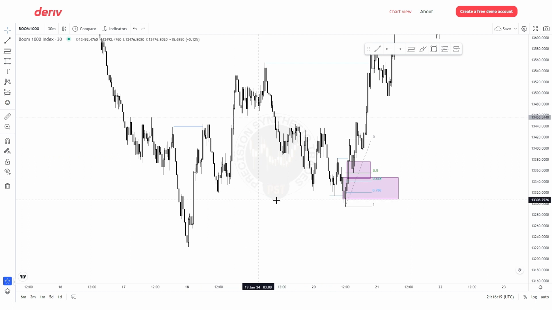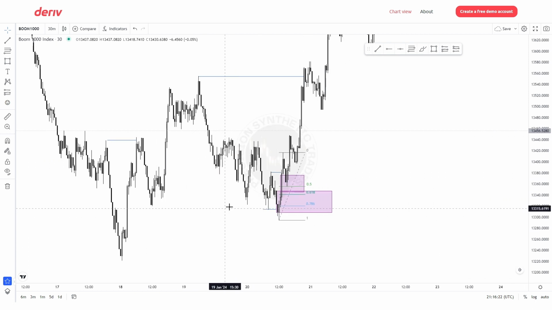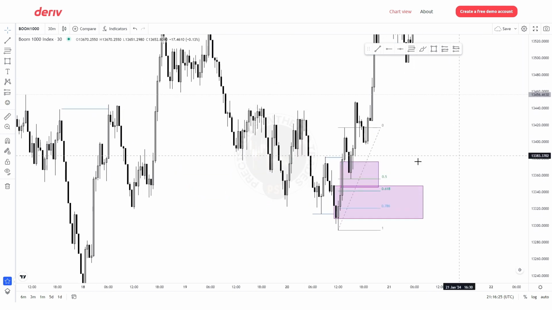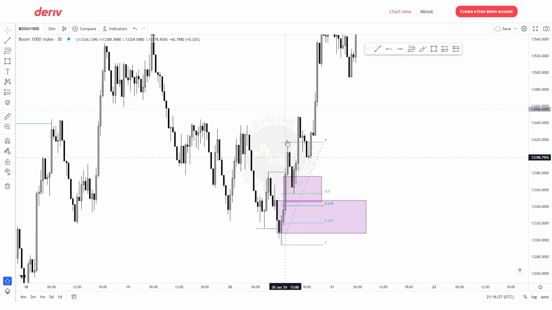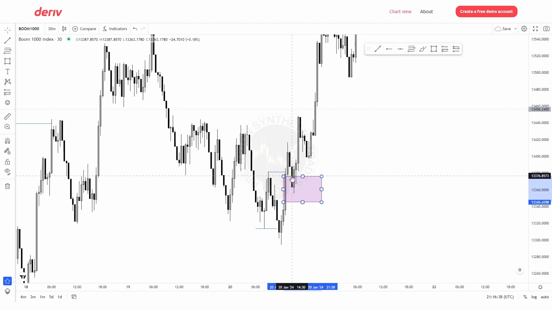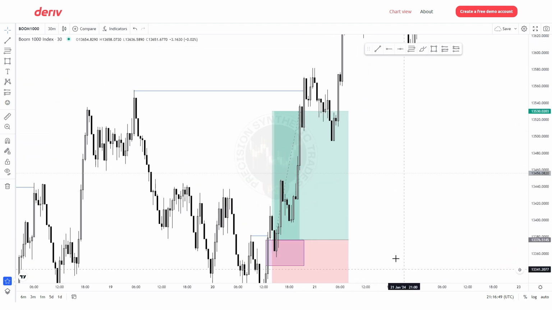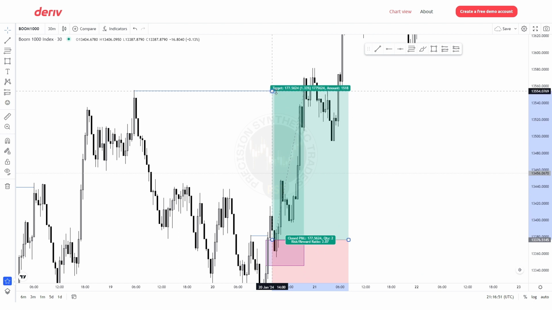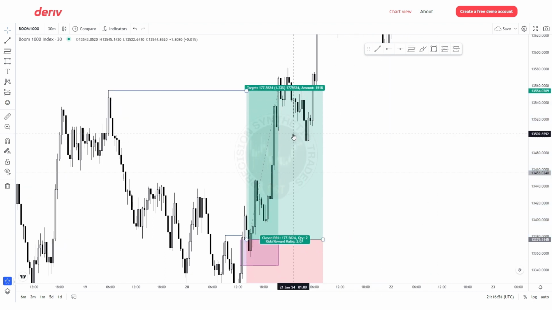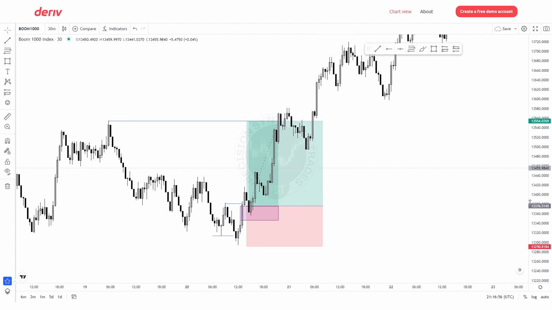Did the price break the high when we entered this fair value gap here? Yes. Price broke the high right there. Wait for the market to retrace. Enter your trade. Let's just delete this. Enter your trade at the top of the fair value gap. Stop loss below the low. Where do we target? The next level of obvious liquidity. That's a 2 to 10 risk to reward trade.